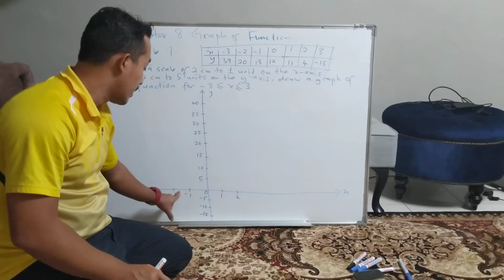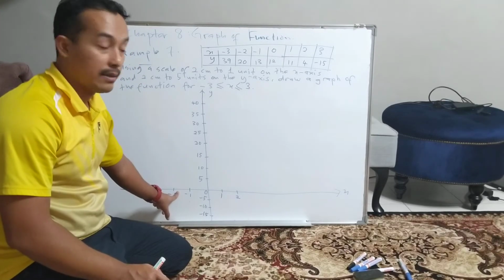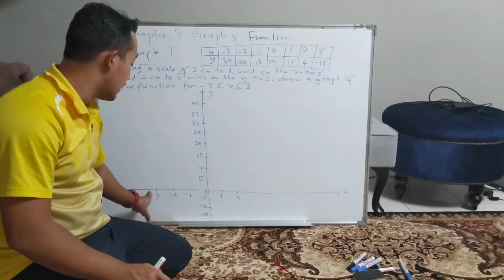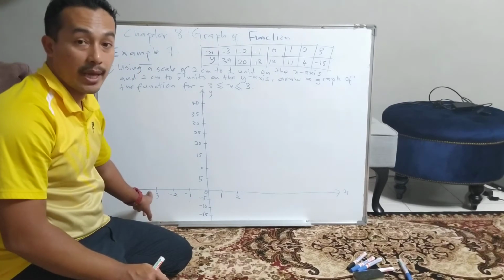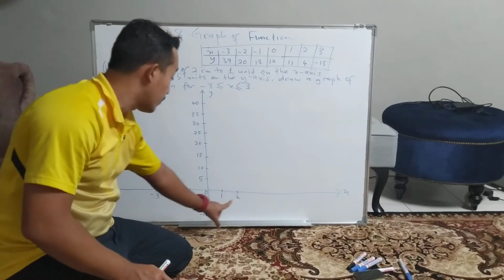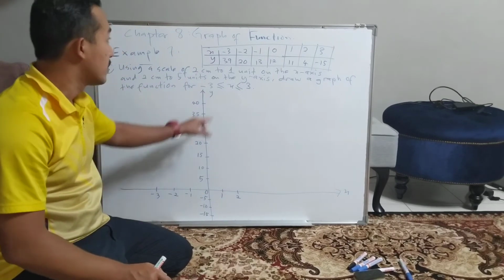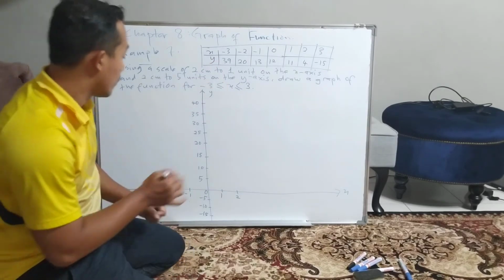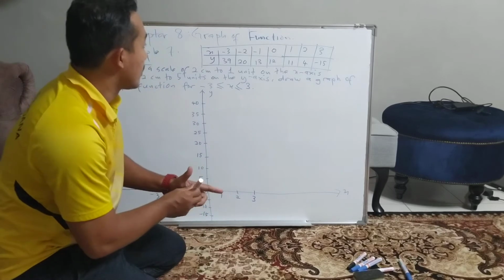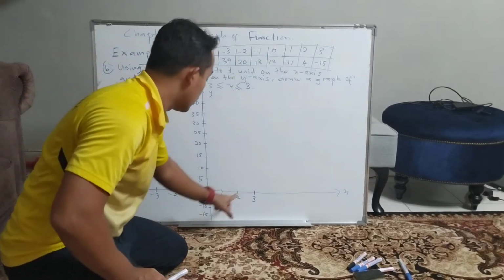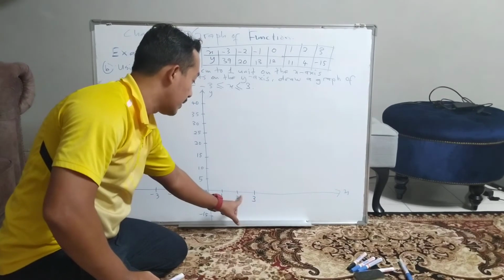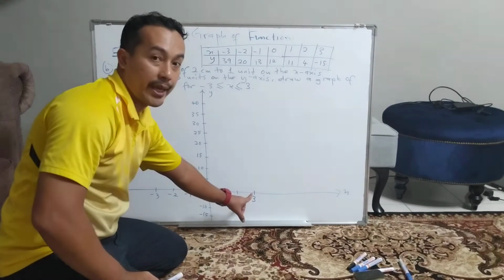Make sure the distance is the same, 2 cm. And from -2 to -3, the distance is also 2 cm, or one box. So you label the highest value 2 and the lowest value -3. Follow this one, I forgot to write another one. This one is 3. Because the highest value for x is 3, you have to label the scale until 3. So make sure the distance from 2 to 3 is 2 cm.